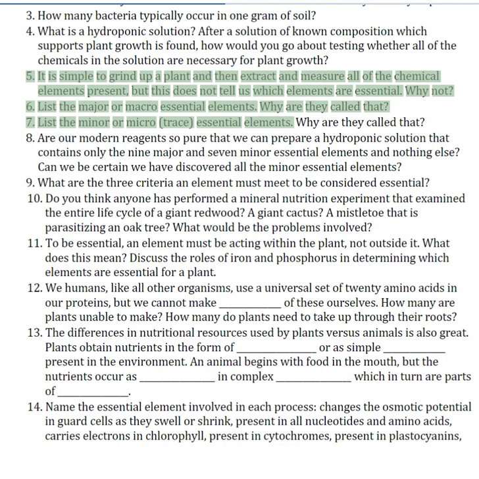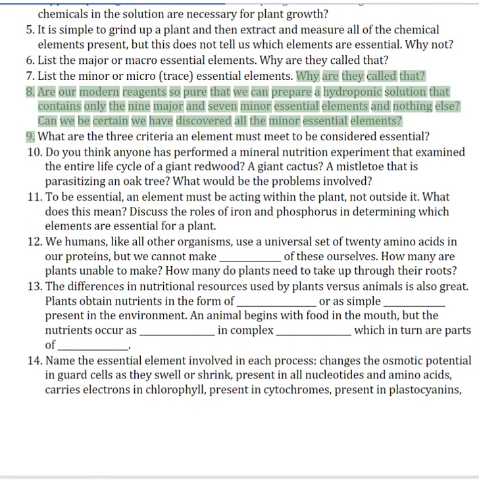5. It is simple to grind up a plant and then extract and measure all of the chemical elements present, but this does not tell us which elements are essential. Why not? 6. List the major or macro-essential elements. Why are they called that? 7. List the minor or micro-essential elements. Why are they called that?